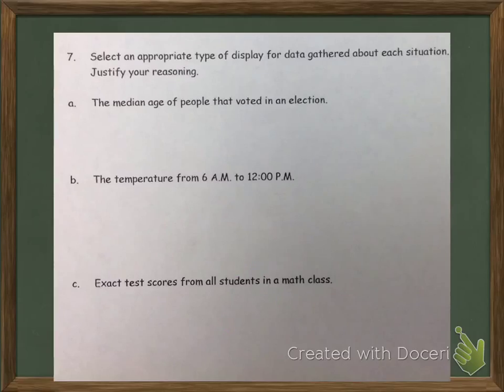And our last question, select an appropriate type of display for data gathered about each situation and justify your reasoning. So A, the median age of people that voted in an election. So which type of graph is going to show you the median? B, the temperature from 6 a.m. to 12 p.m. This is talking about showing a trend over time. What happened at 12 and what did it do as time went by. And then C is exact test scores from all students in a math class. Okay, so how many times did a student get a certain test score? So it would be the scores on the bottom.